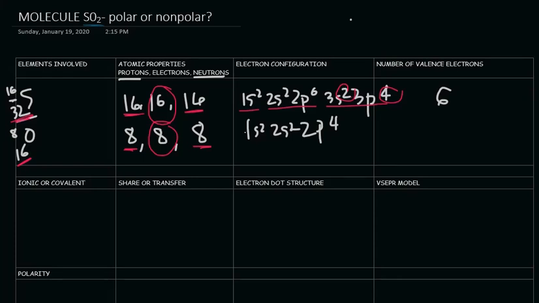The next for the oxygen, it occupies the 1s and the 2s and the second energy level. On the second energy level, there are 2 plus 4. We also have 6 valence electrons.